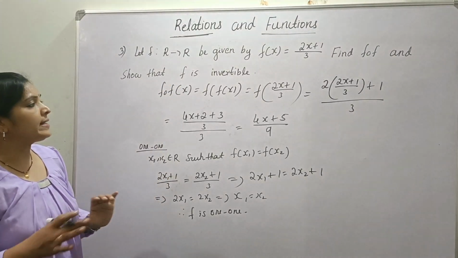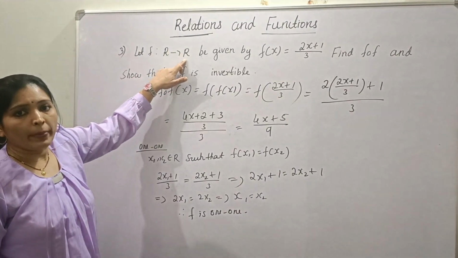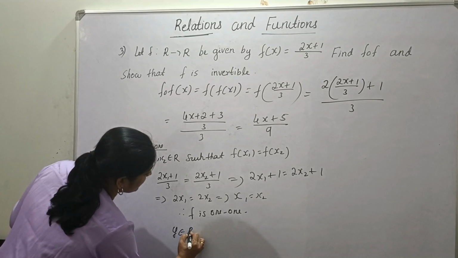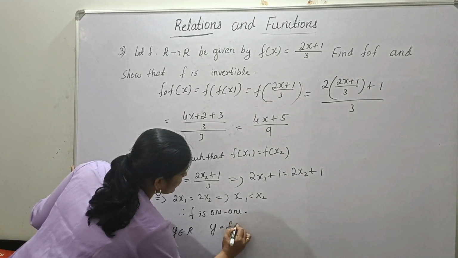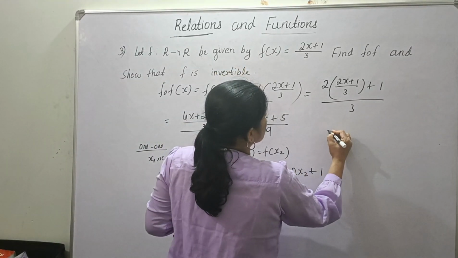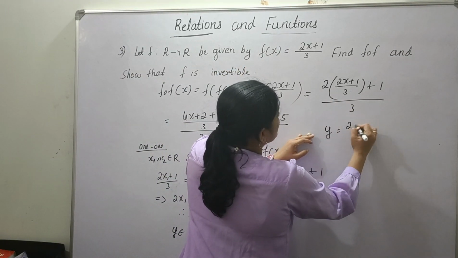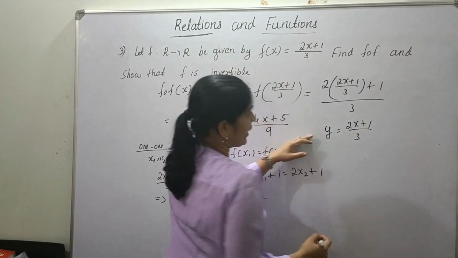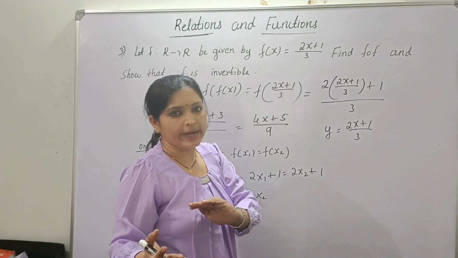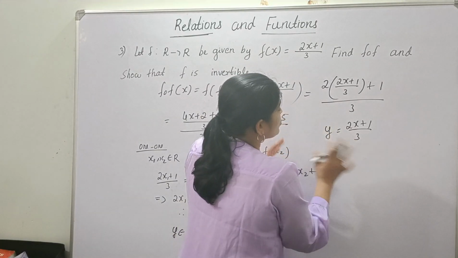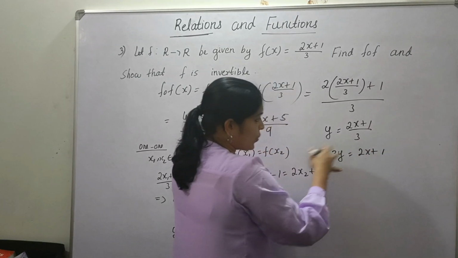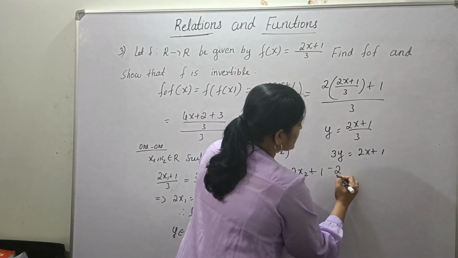So for that, let us take an element from the codomain, that is y belongs to R. So y is equal to f of x. That implies, what is f of x? y is equal to (2x plus 1) by 3. Now here we have to keep x on the left side and y terms on the right side. So we have to simplify. So 3y is equal to 2x plus 1. Take 2x to the left side.